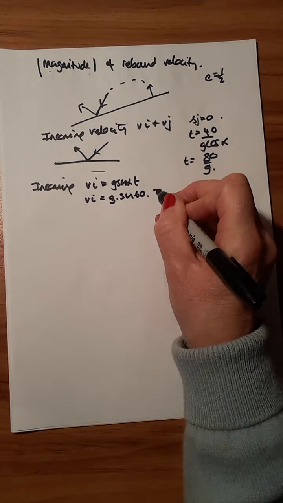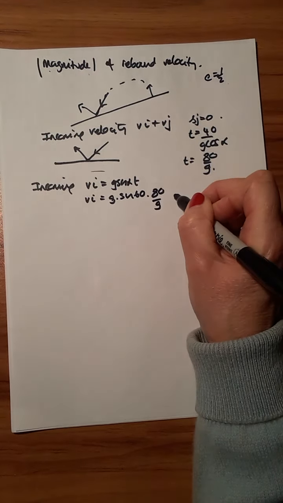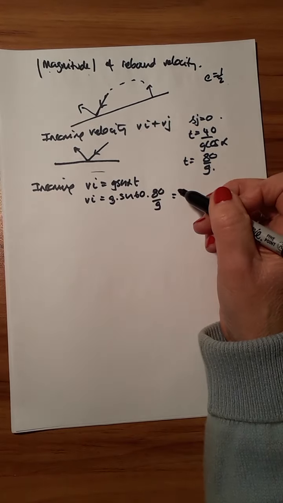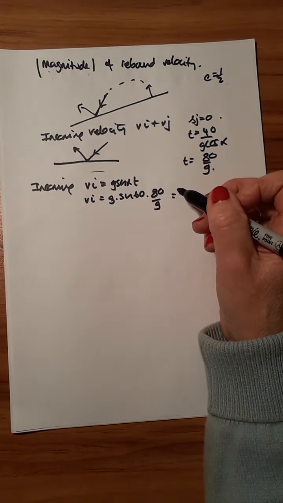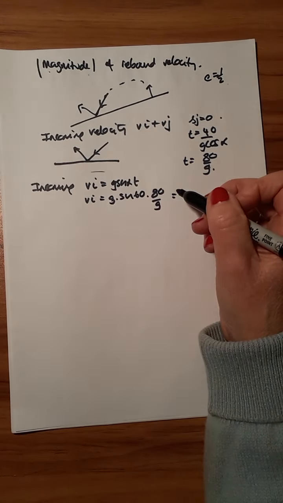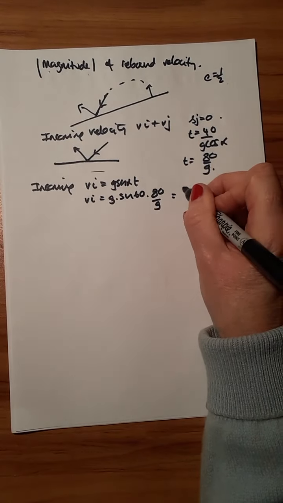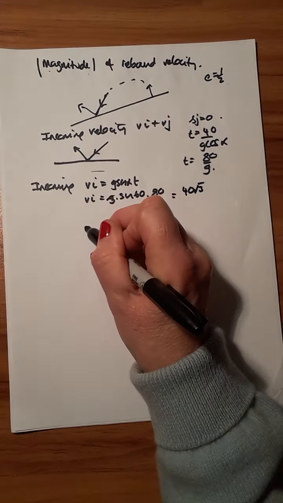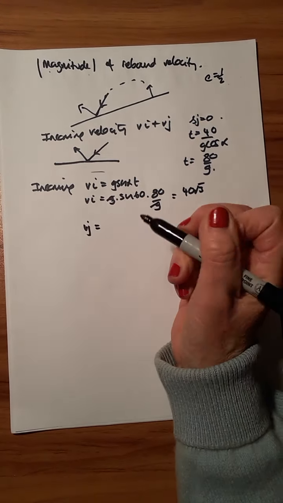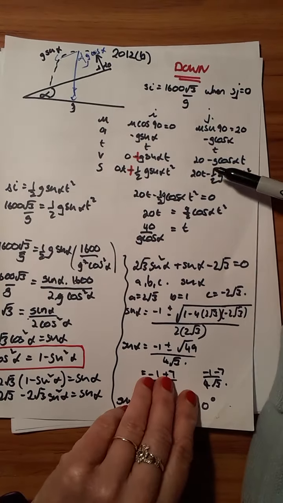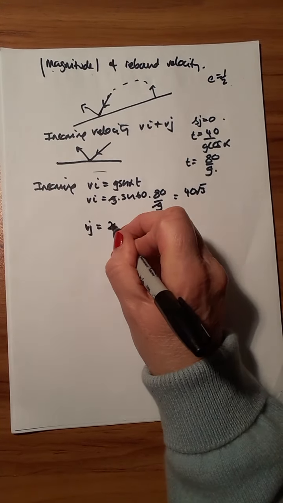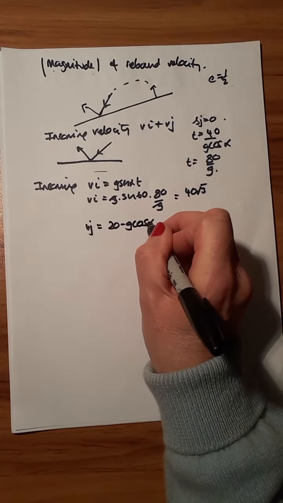And when I put in my value of t, sine of alpha is sine of 60. My t is 80 over g. The g's will cancel. Sine 60 is root 3 over 2. So when I work that out, that incoming velocity for the Vi will be 40 root 3. Those g's, of course, will cancel. Now let's get the Vj. The Vj, I'm going to get from the table I've already done, which is 20 minus g cos alpha t.